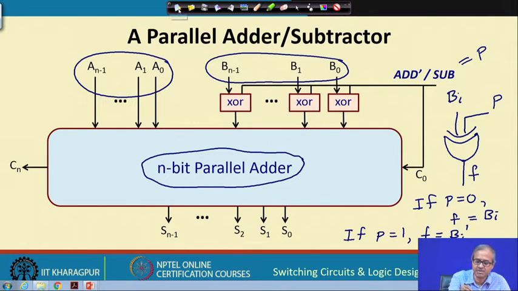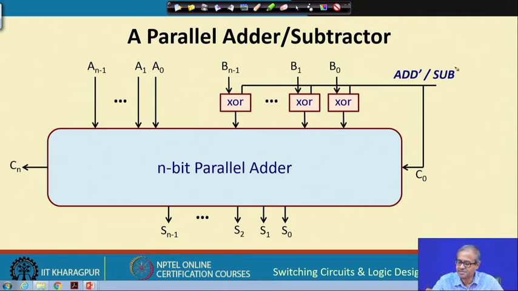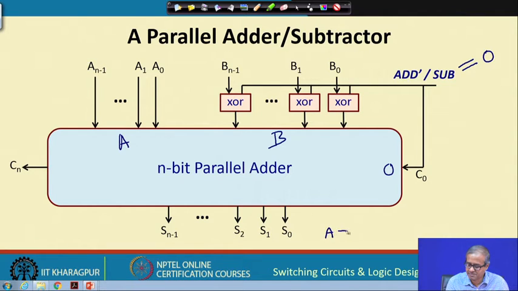Now, let us see what happens. Let us suppose I have applied a 0 to this add subtract control input. 0 means these XOR gates will pass the B's straight. So, I have A here, I have B here coming directly, and the carry input is also 0. So, this is just like normal addition, and in the output we will be getting A plus B.